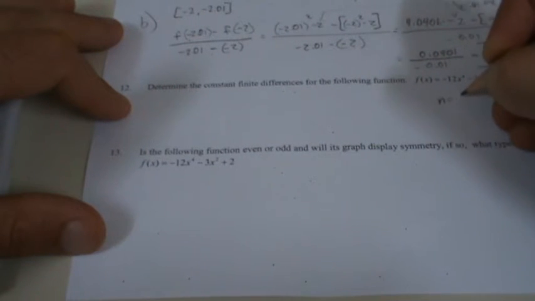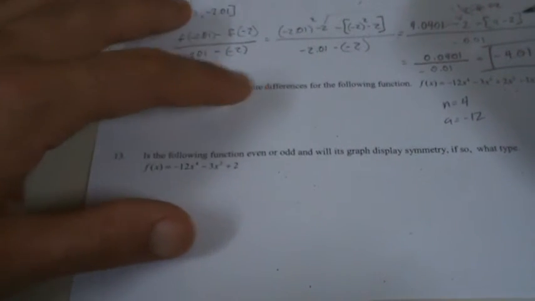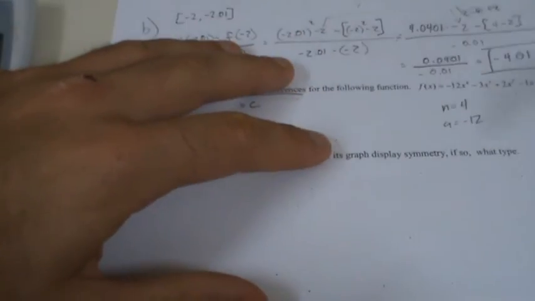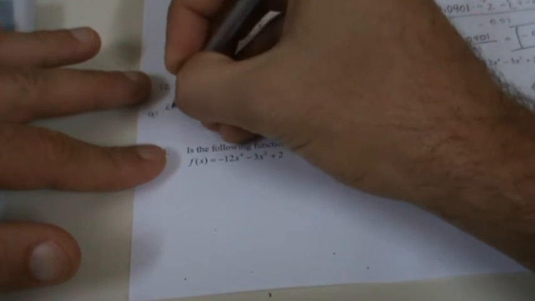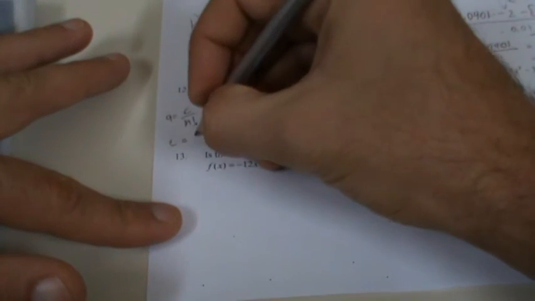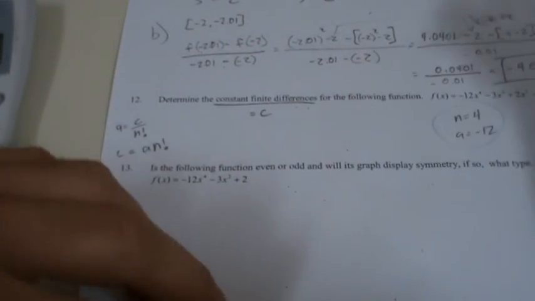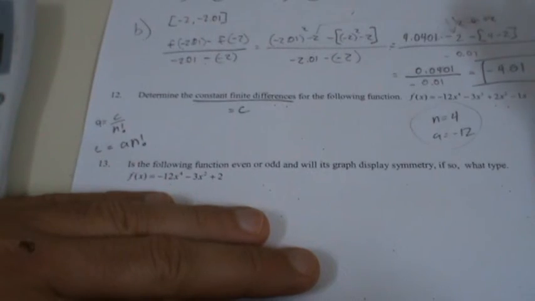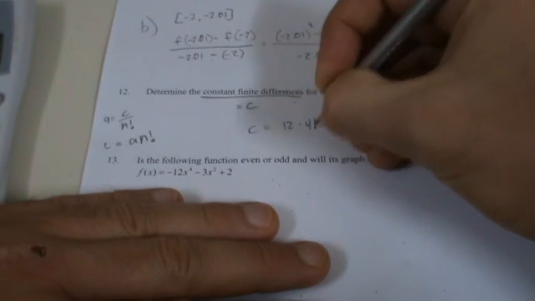Number 12. I see that my degree is 4 and my lead coefficient is -12. I'm asked to determine the constant finite differences. Remember, the constant finite differences is C. If you remember from the previous page, I've got this formula, a equals c over n factorial. If I do a little bit of algebra, I find that c is equal to a times n factorial. Essentially, I'm just going to take the product of this. So my constant finite differences is 12 times 4 factorial.